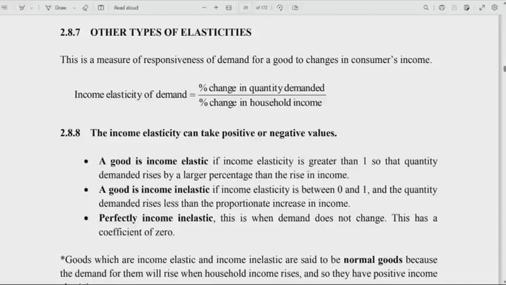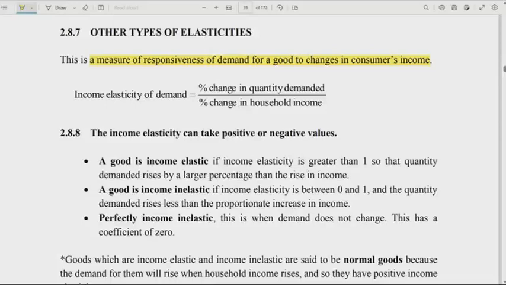Right. So we actually saw that elasticity is just a measure of responsiveness of one factor to changes in another factor. So when we are looking at the income elasticity of demand, we are just looking at the responsiveness of demand of a good to changes in consumers' income, right? So how responsive is the demand for a quantity to any changes in consumers' income.